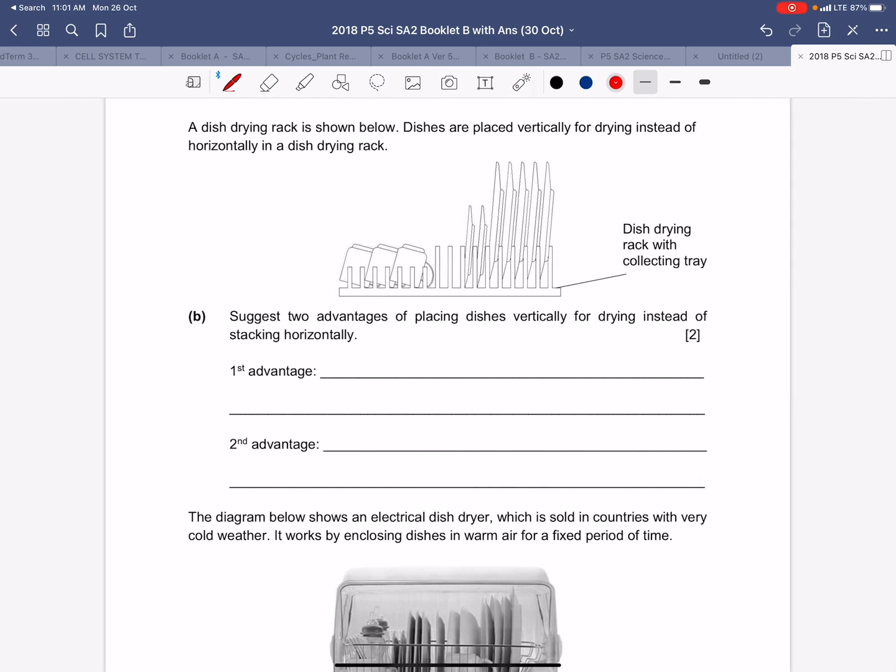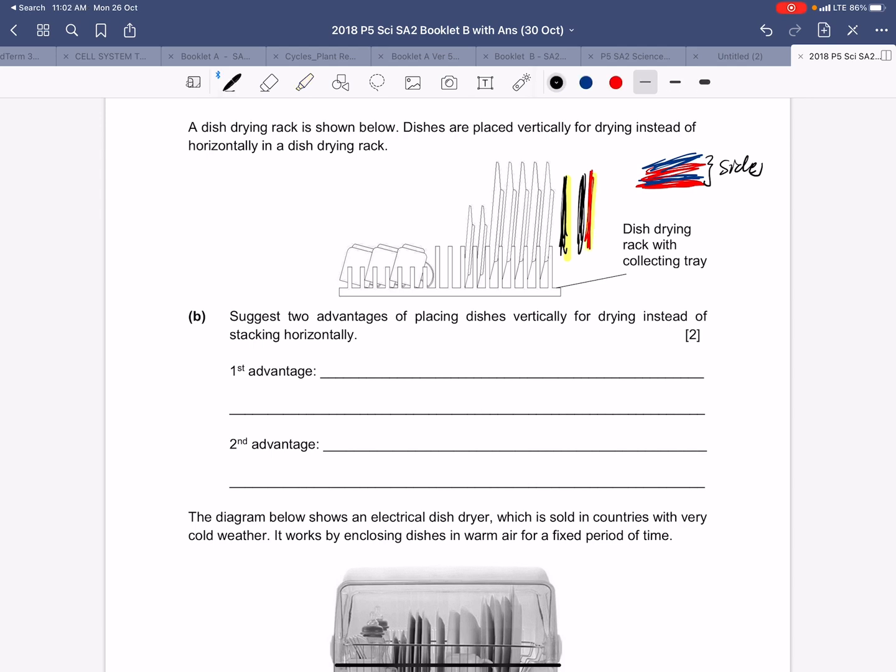Now, a drying dish rack is shown below. Dishes are placed vertically instead of horizontally. Vertically means this way instead of horizontally. Suggest two advantages of placing the dishes vertically for drying. So the first advantage is that it increases exposed surface area. Okay, why? Because when you stack a plate on top of another plate, the only parts that get exposed are the sides, right? If you take a look at it, it's only the sides that are exposed for drying. But when you put it this way, with gaps in between, this whole part actually gets exposed for drying.